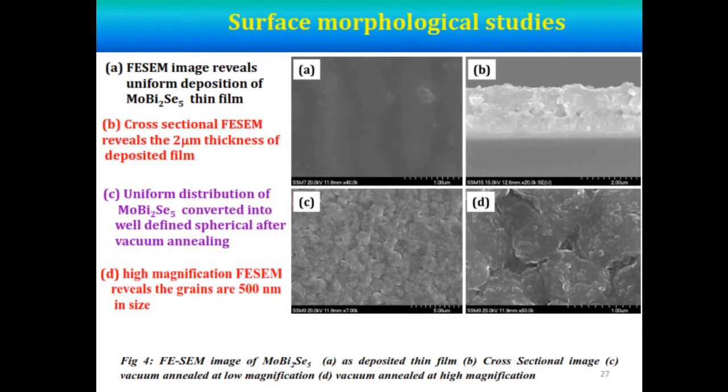This is surface morphological study. FESEM image of MoBi2Se5 as shown in A as deposited thin film, B shows the cross-sectional image, C shows vacuum annealed at low magnification, and D vacuum annealed at high magnification.